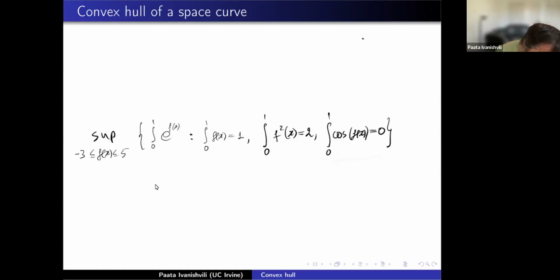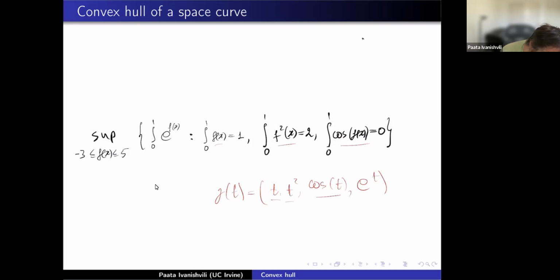And here is the theorem that I want to say: whenever you see this kind of question about maximizing some integral of some function, where you fix some other integrals, these questions, it's a folklore. These questions are related. They are actually equivalent to finding a convex hull of the space curve. In this case, it is t squared, cosine t, e to the t.